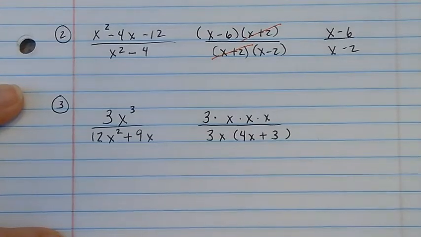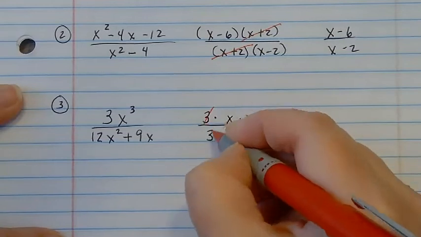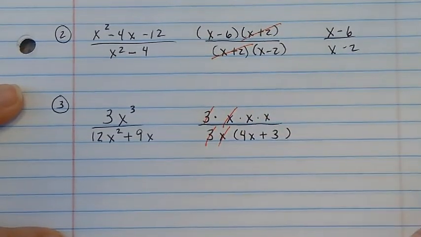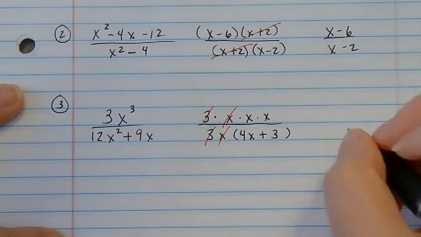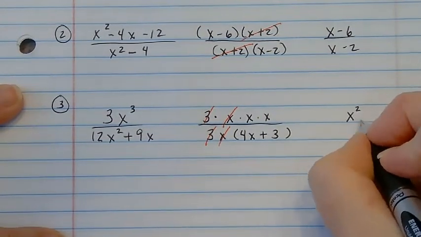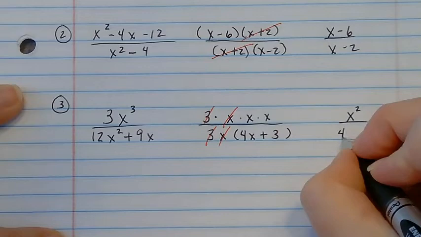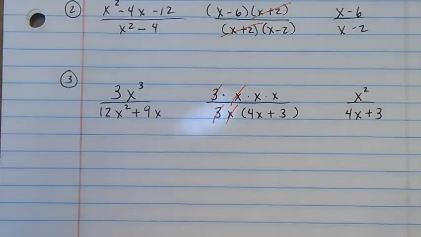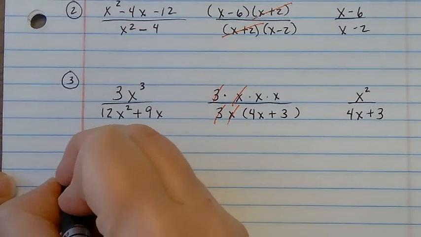So now I'm looking for factors. A factor is two things multiplied together. So the factor 3 cancels with the factor 3. And the factor x cancels with the factor x. So in the numerator, I'm left with x squared. And in the denominator, I get 4x plus 3. Nothing else will simplify because I don't have complete factors.